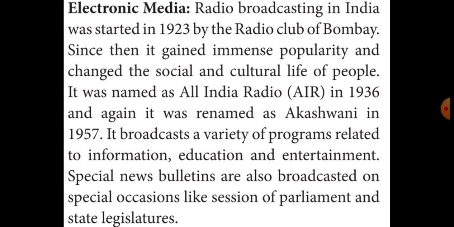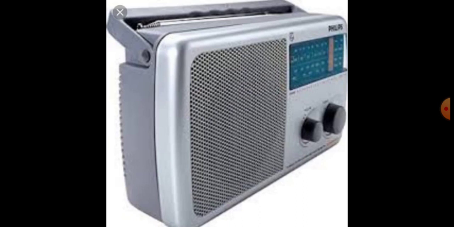Now listen very carefully, students. Now we are learning electronic media. The first one is radio. This radio broadcasting started in the year 1923. Then it got the name All India Radio. When did it get the name All India Radio? In the year 1936. Then it got the rename, that is Akashavani. In which year did it get the name Akashavani? 1957. Through this radio we are getting education, entertainment, special news bulletins meaning official news, world-level news, parliament news and state legislature news.